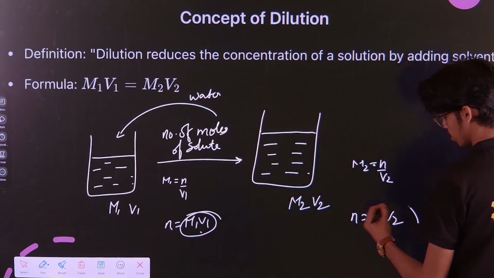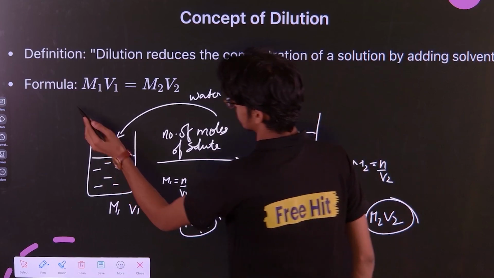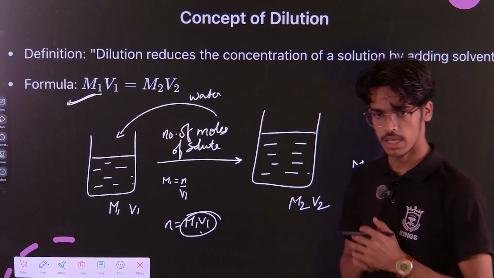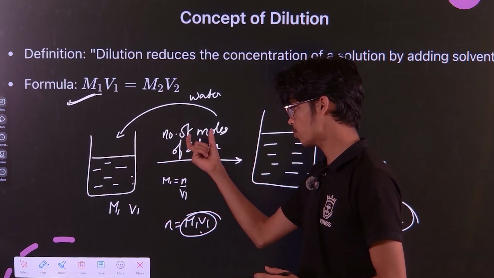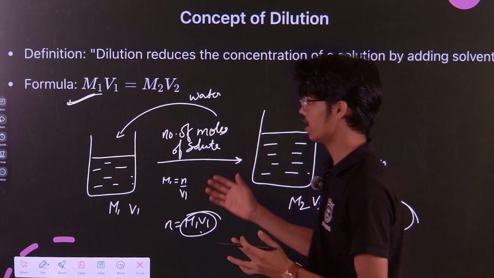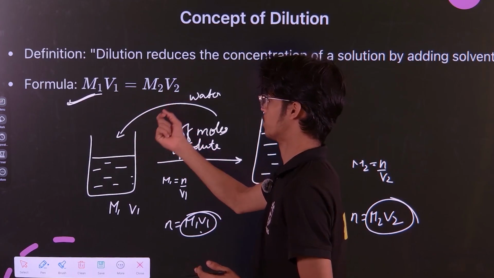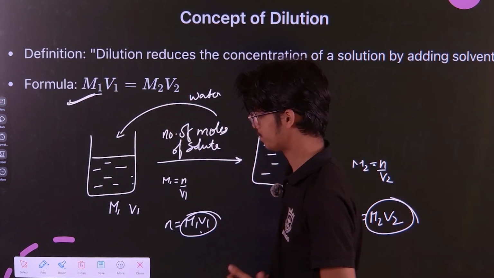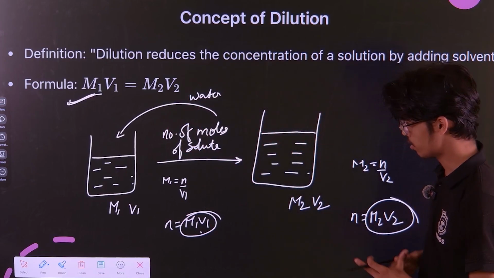So it means M1V1 is equal to M2V2; this is the formula that we get. Remember, during dilution, the number of moles of solute does not change, and to find the relation, it is M1V1 equal to M2V2. Initial molarity times initial volume is equal to final molarity times final volume, right? I hope you are able to understand this.